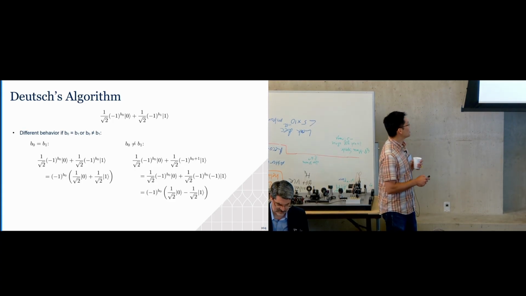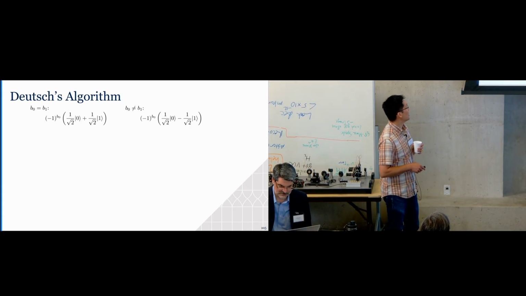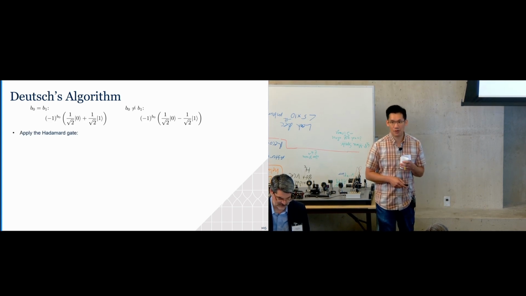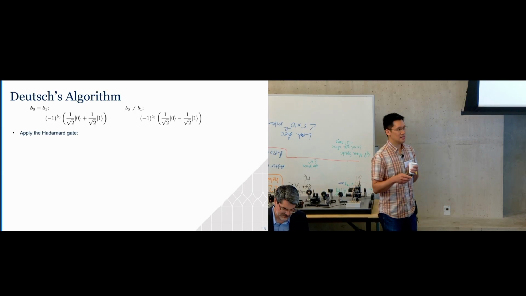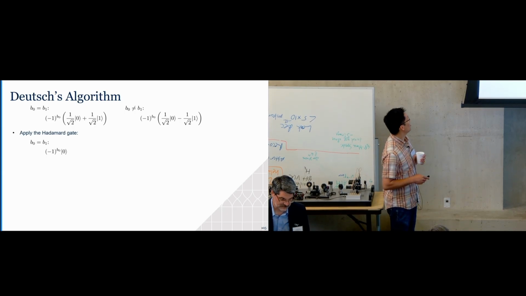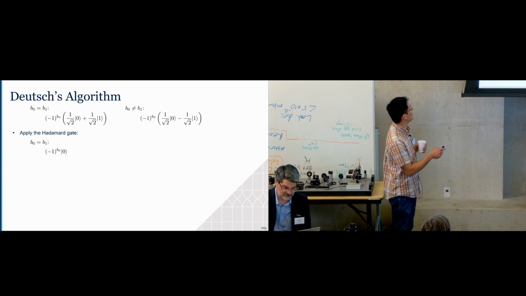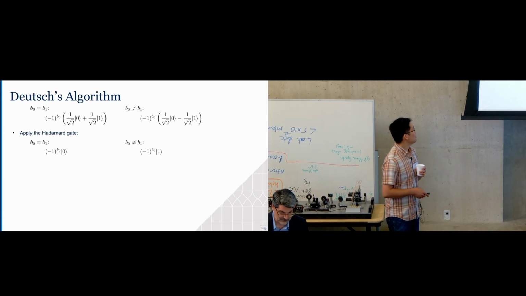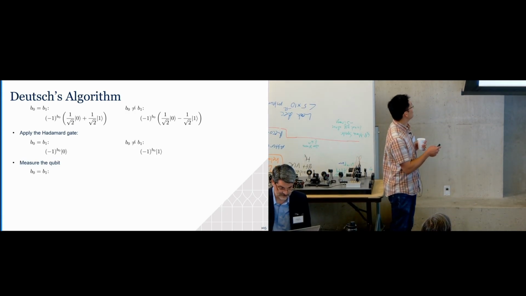Well, we can distinguish the plus and minus state just by applying, so this is what we just had, by applying the Hadamard gate again. And that will turn plus into 0 and minus into 1. So if you apply the Hadamard gate, this plus state becomes 0. This minus state becomes 1. And now if we measure the qubit, we'll either get 0.